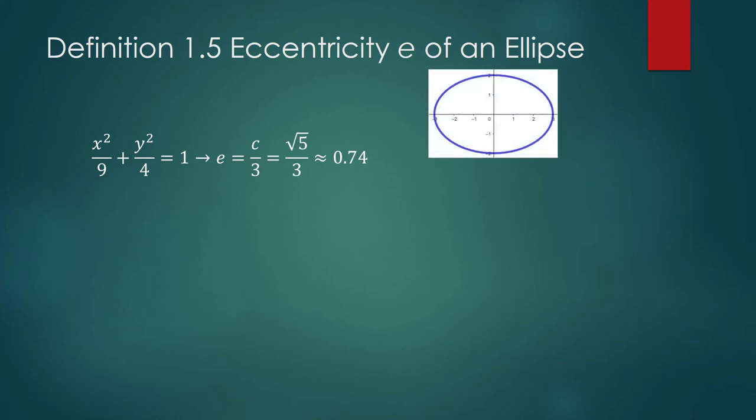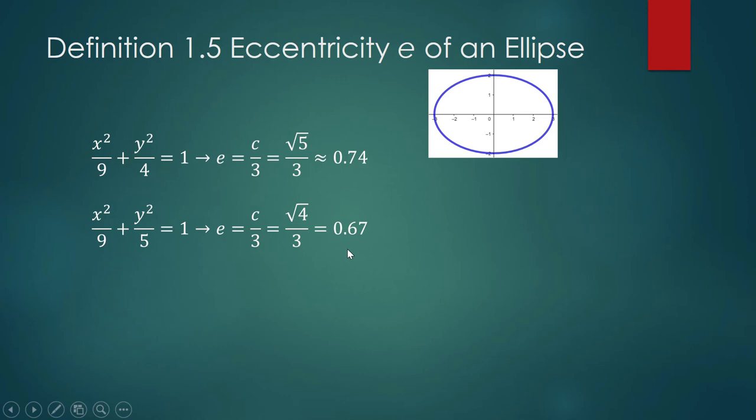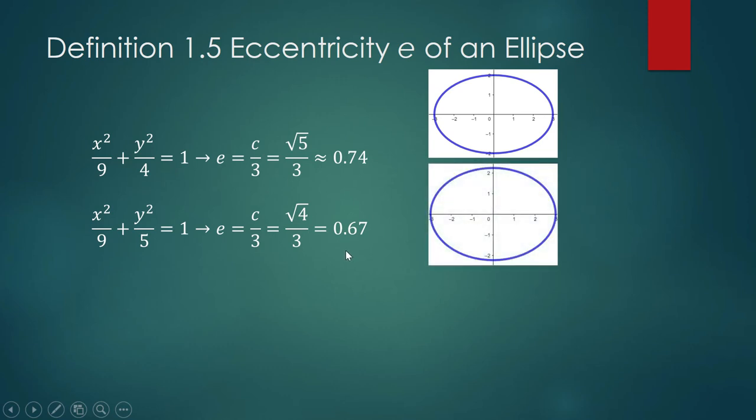What we do now is let us increase the value of B squared. Let us make that 5. Look at what happens. A squared is constant, but B squared now is 5. Our eccentricity is 0.67. Let us show the shape of our ellipse. That is what has become of our ellipse.